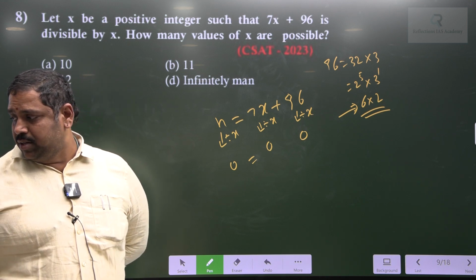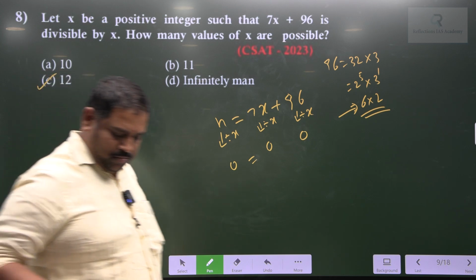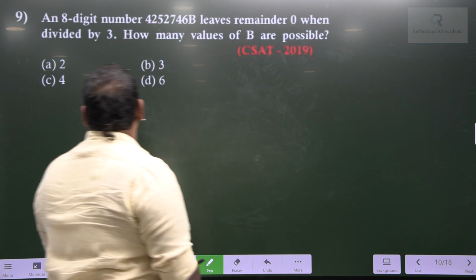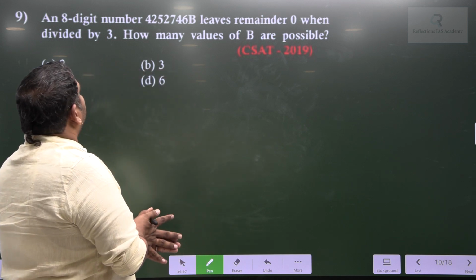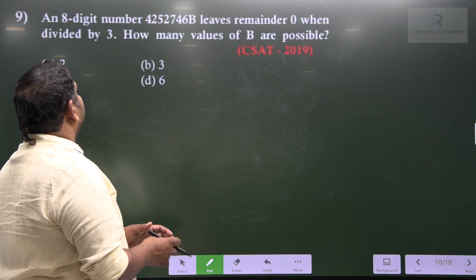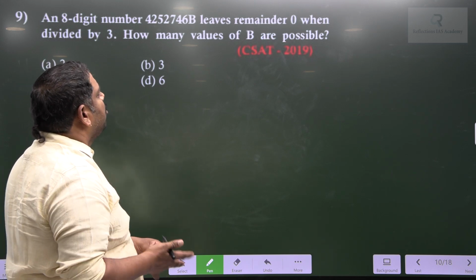Shall we go for the next one? Yes, sir. An 8-digit number 42527446B leaves a remainder 0 when divided by 3. How many values of B are possible?